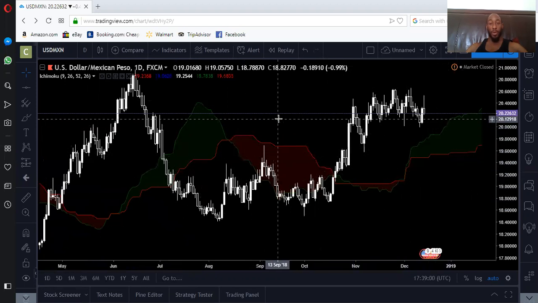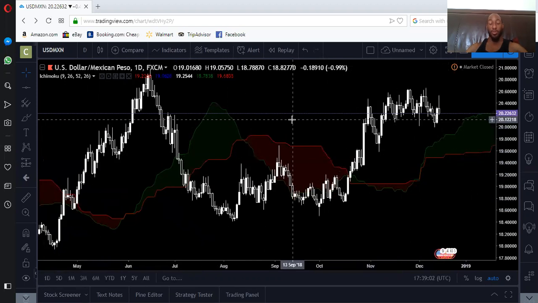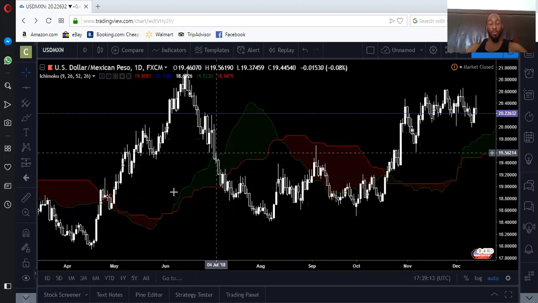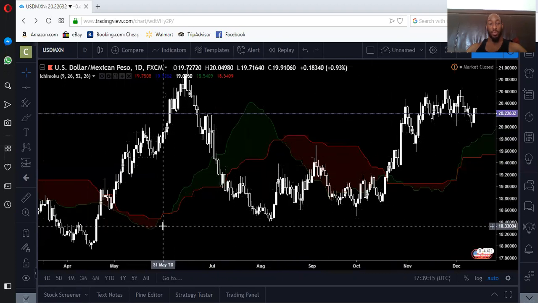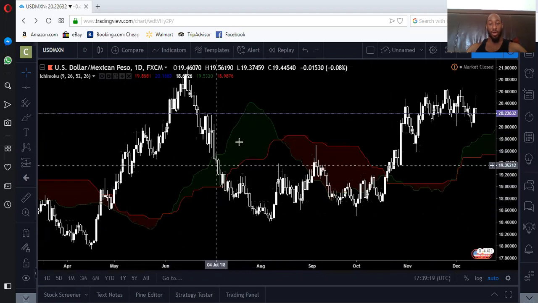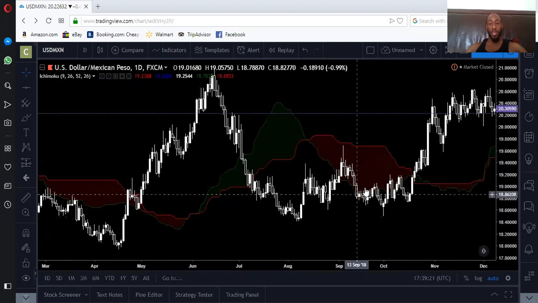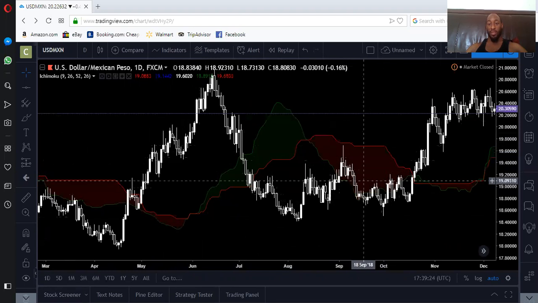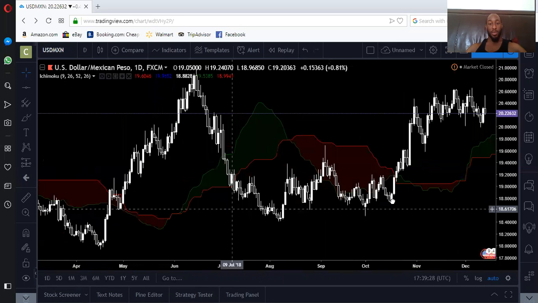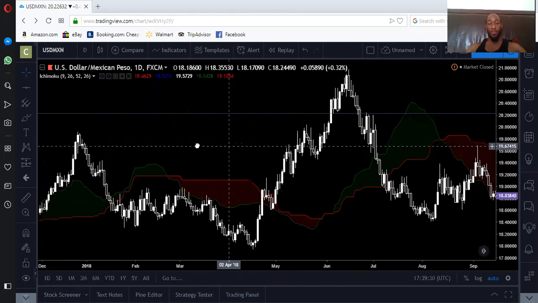The cloud acts as support and resistance. The cloud also acts as a visual for showing you where the trend is going. Obviously right here, you can see that it's a strong uptrend. And right here, it's in somewhat consolidation, but it's still a downtrend. So, rules.